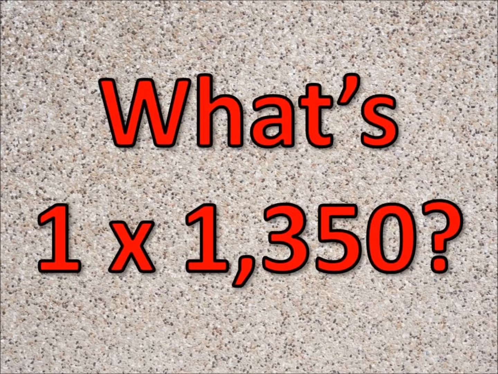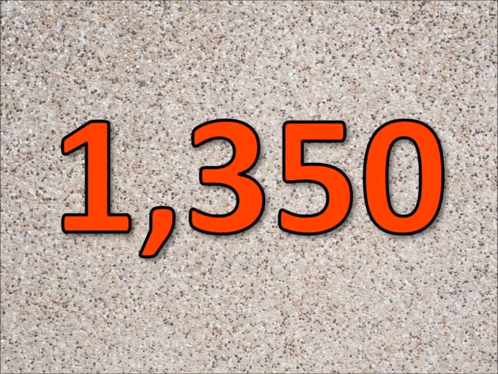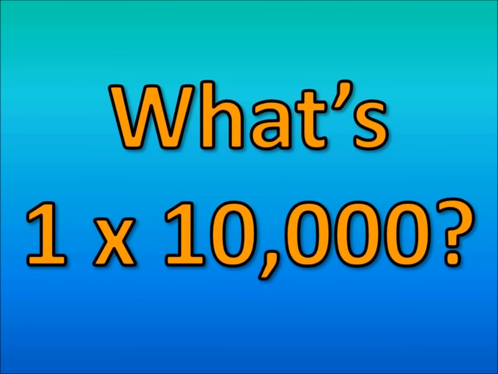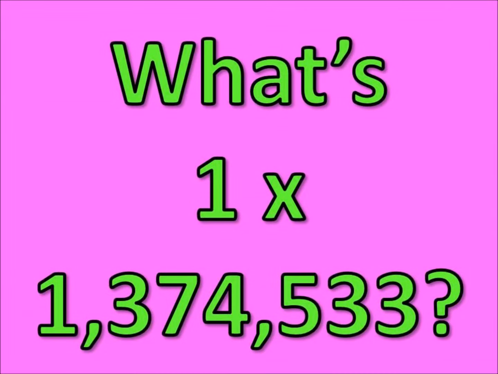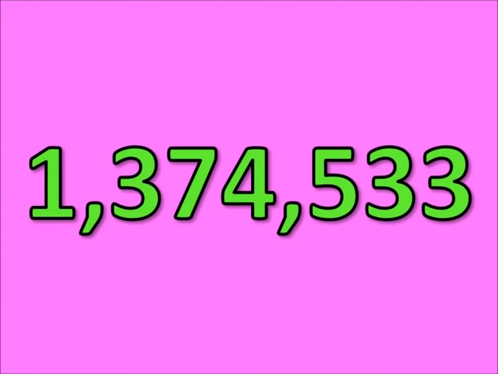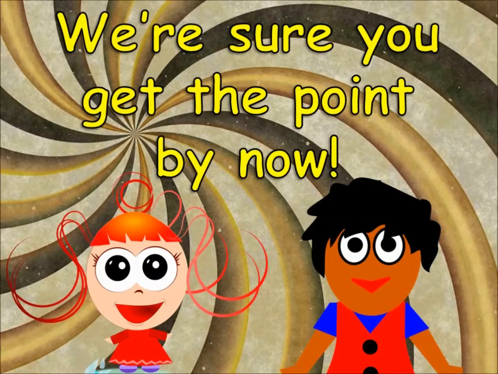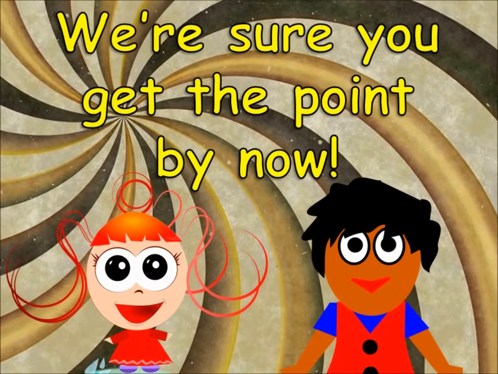What's 1 times 1,350? 1,350. What's 1 times 5,000? 5,000. What's 1 times 10,000? 10,000. What's 1 times 1,374,533? 1,374,533. Be sure you get the point by now.